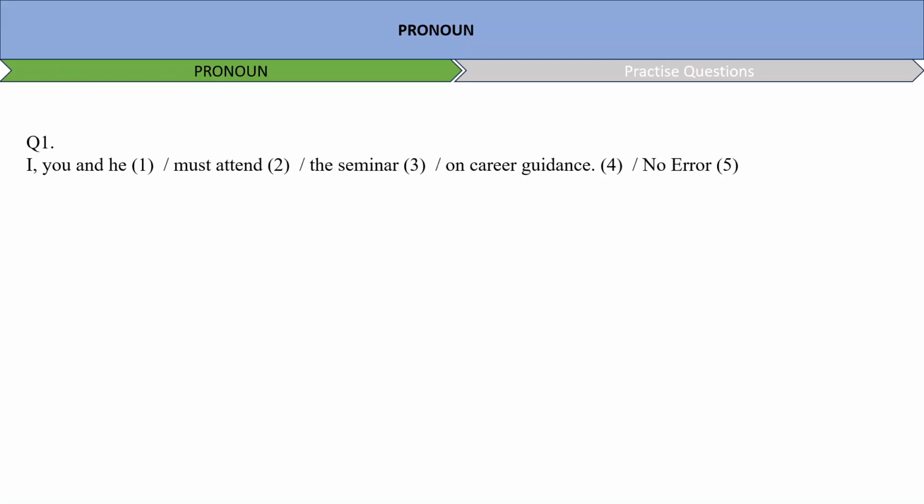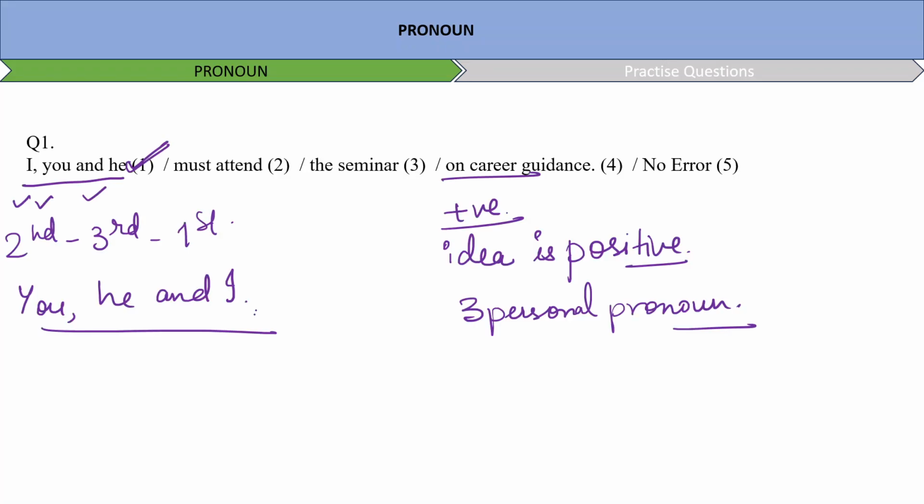So what should be the correct sequence? The correct sequence would be second person, third person and first person. So according to this, the error is in the first one. Second person is you, then he and I. The correct statement would be: you, he and I must attend the seminar on career guidance.